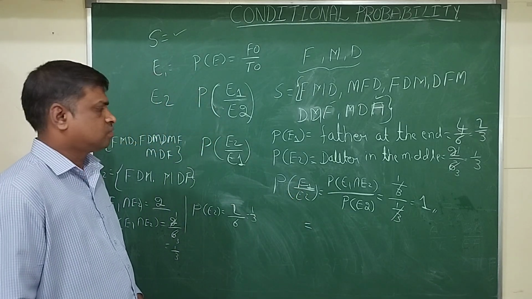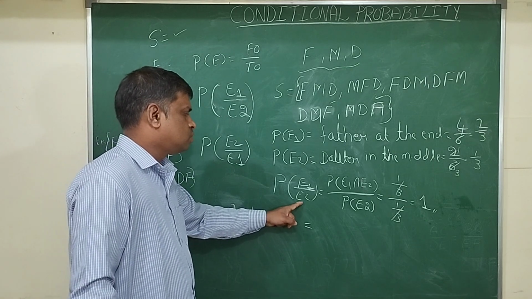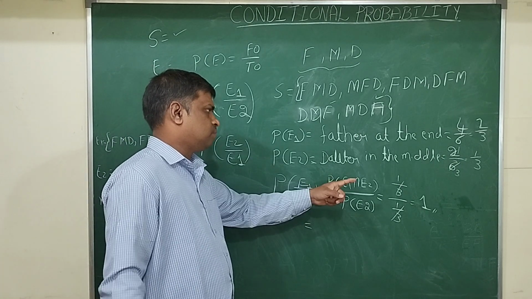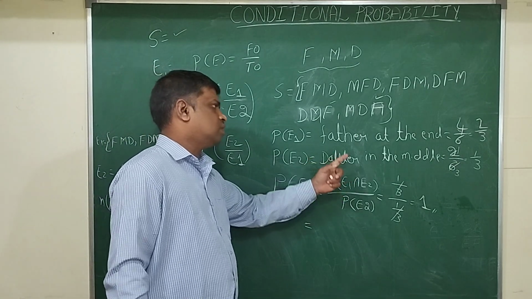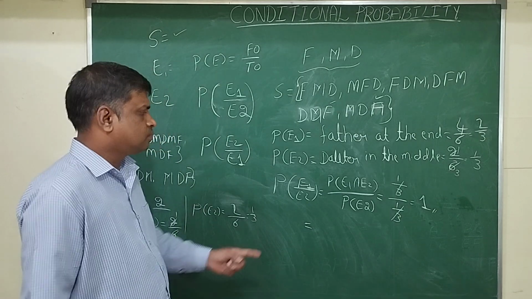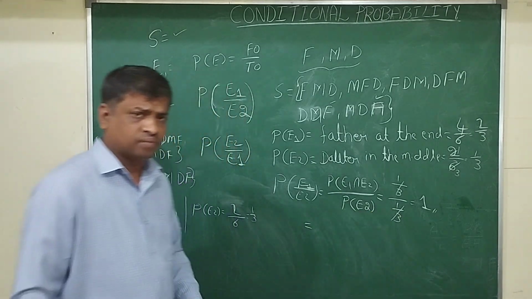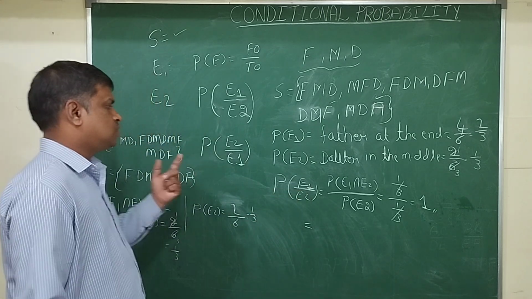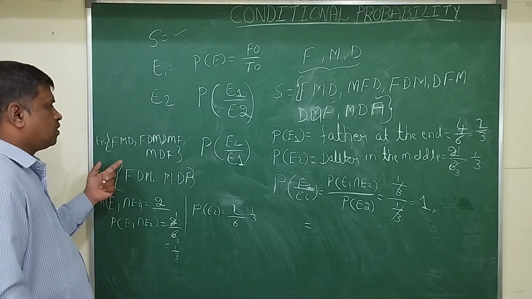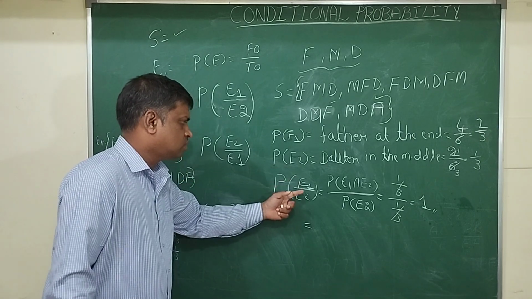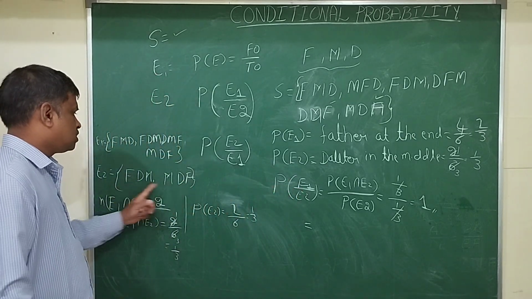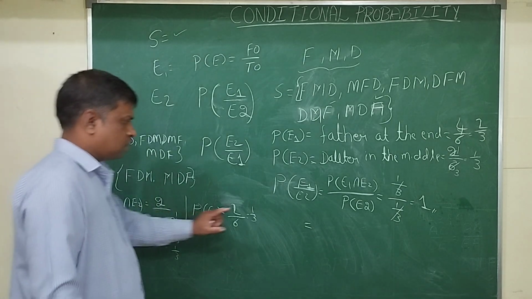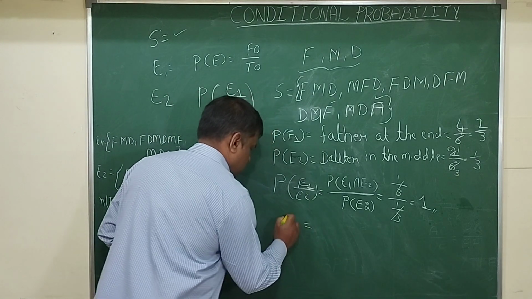Like that, E2 has happened, and it gives the probability of E1. E2 has happened, 1 by 3. What is the probability of getting father at the end? It is also 1. It means father at the end is a sure event. Always it will come, because when E2 is the sample space for E1, check here: father is at the end always.